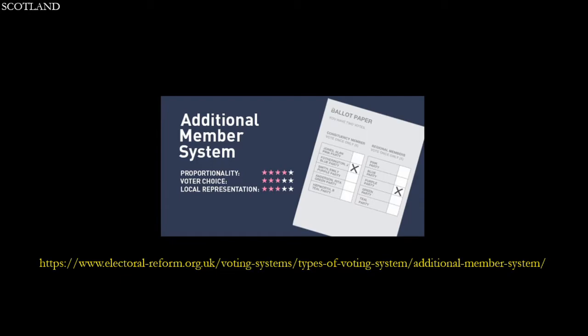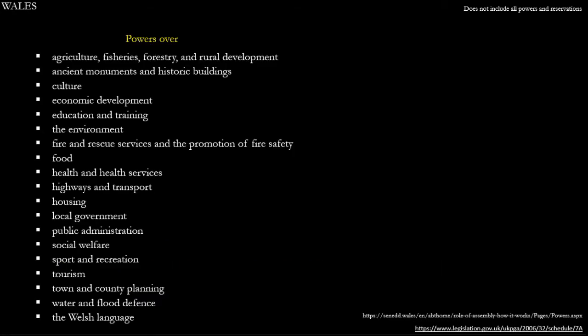I don't know if I like people voting at 16, but I like people voting at 16 and using the additional member system. So I guess it's pretty cool. And in Wales, with the Government of Wales Act 1998, the National Assembly for Wales was born.